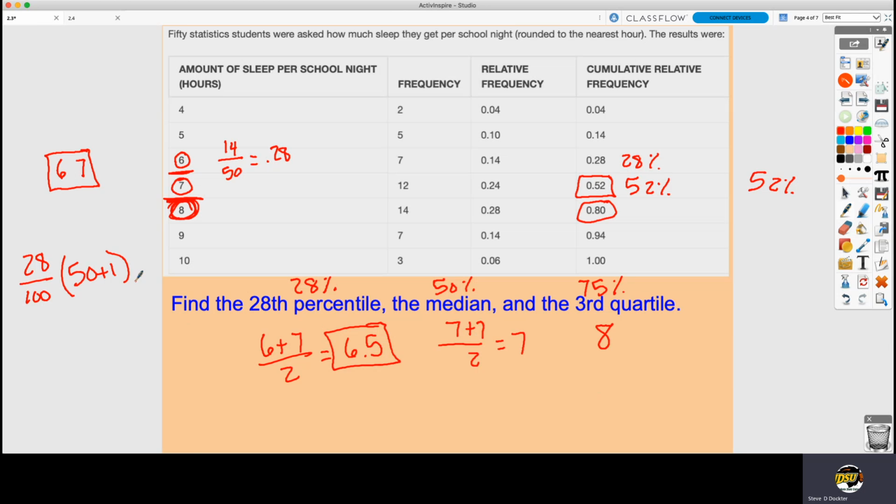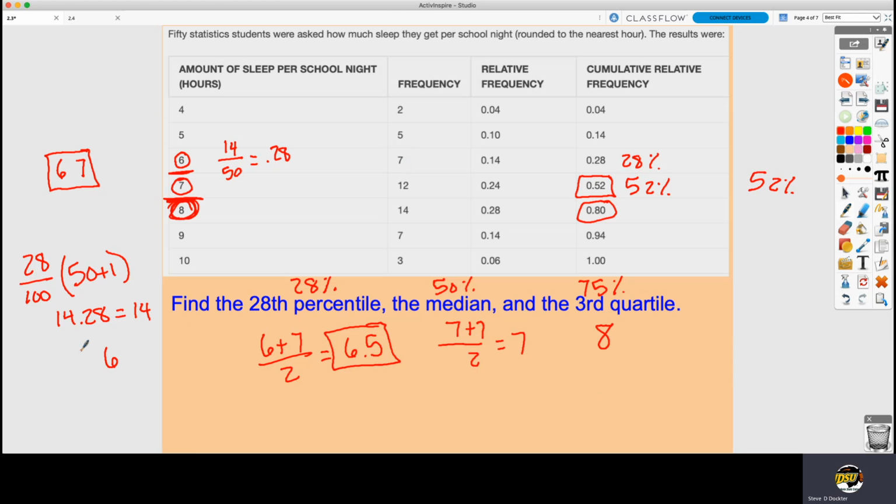All right, so that would be 0.28 times 51, which would give us an answer of 14.28. We would round this down to 14, okay? And then we would just figure out what the 14th data point is here. All right, so the 14th would be, there's 7 of them here. It would be a 6, wouldn't it?